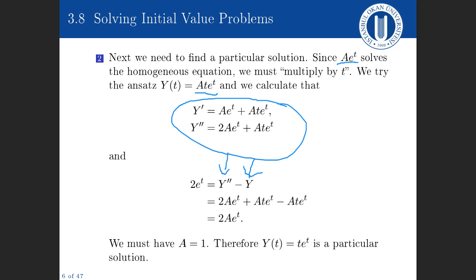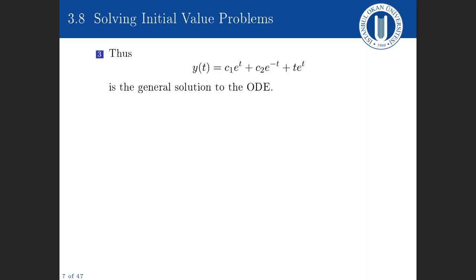And what we find is we need to have 2e to the t equal to 2a e to the power t. So of course a is equal to 1, and we found our particular solution, t e to the power t. Step 3, add them together. C1 e to the power t plus C2 e to the power minus t, we found that that is the general solution to the homogeneous equation. And then we do plus the particular solution to the non-homogeneous equation. Now we have the general solution to our non-homogeneous differential equation.